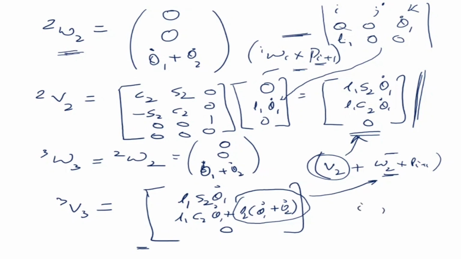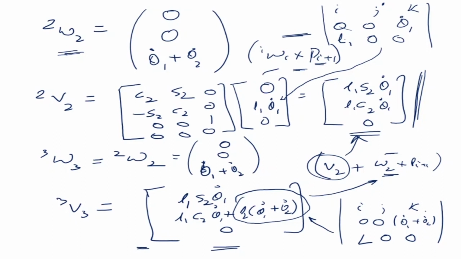So what we can do is i j k, and what is omega 2? Omega 2 is equal to, about the z-axis, theta 1 dot plus theta 2 dot, and this is L 0 0. So if you do that, you get this term, and V2 is the previous term, so this plus this is equal to this. This is how we get the propagation of velocities, both rotational velocity and linear velocity, from one frame to another frame.